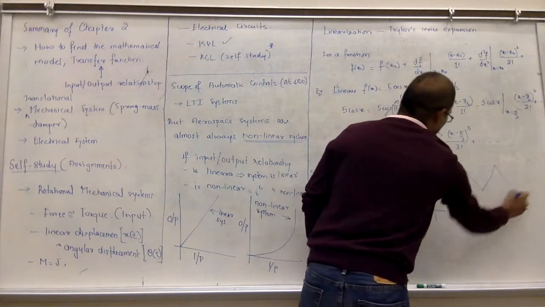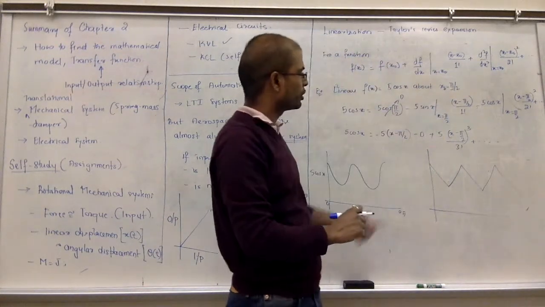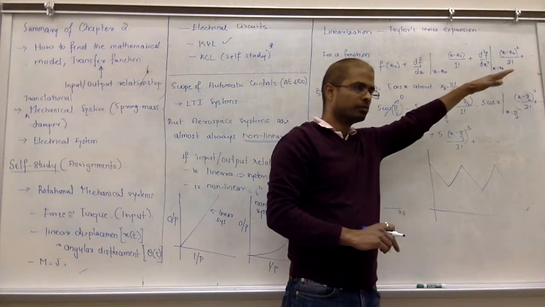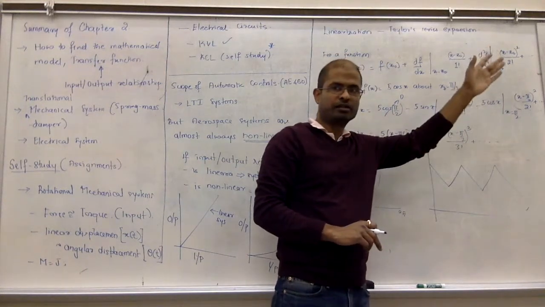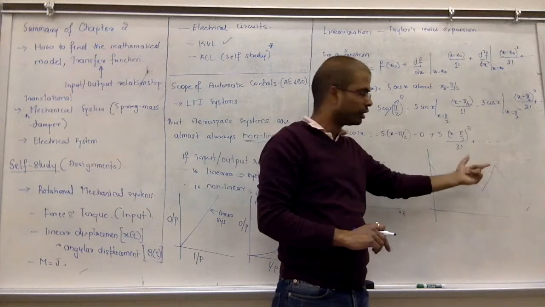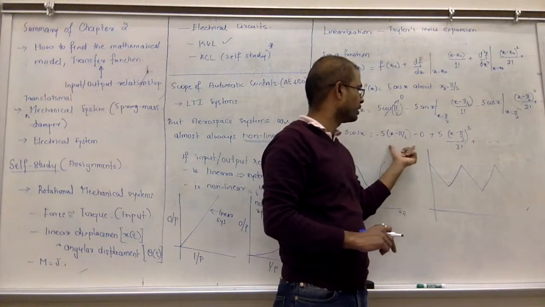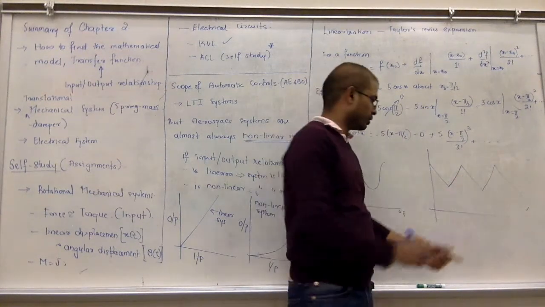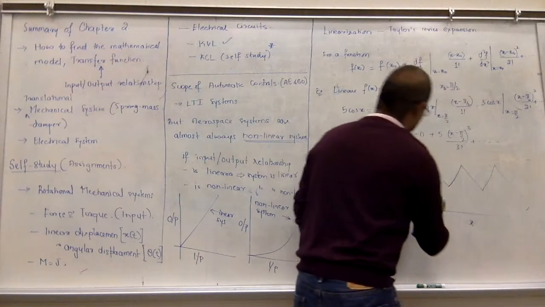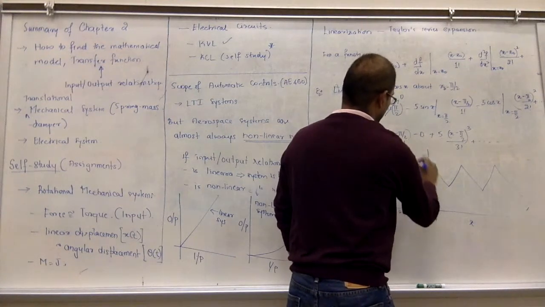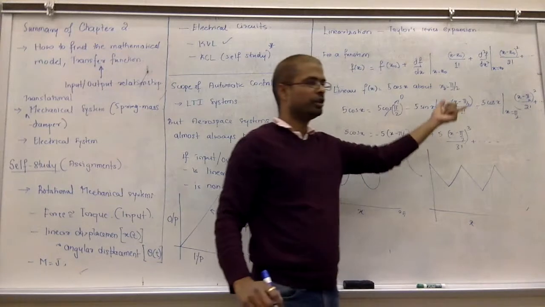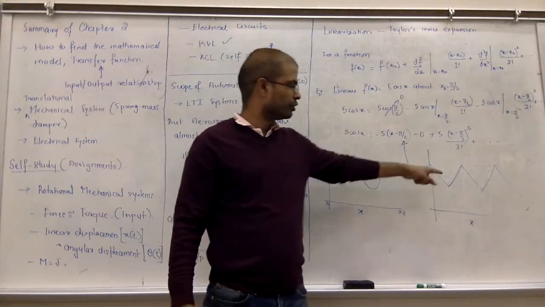This series is an infinite series. It keeps on going. If you ignore the higher order terms and just go by this, this is your x and this is the right hand side, the linearized form. You'll see something like this.